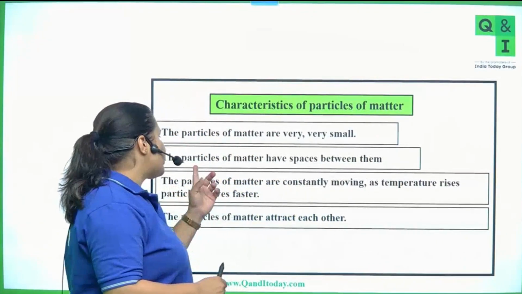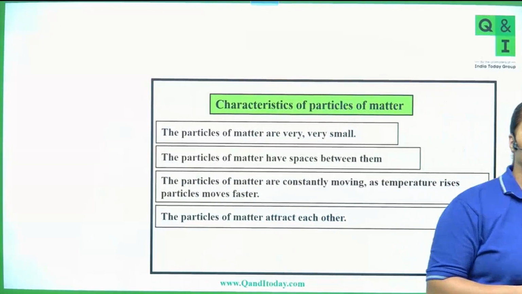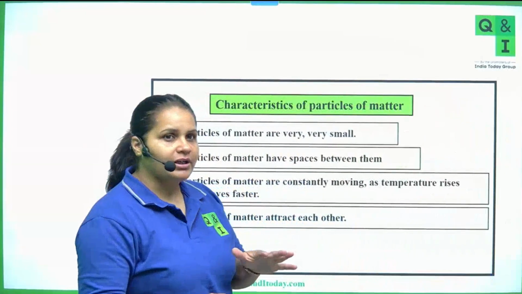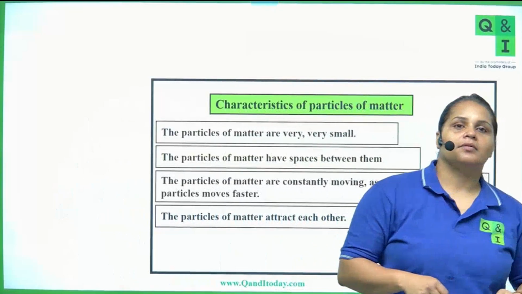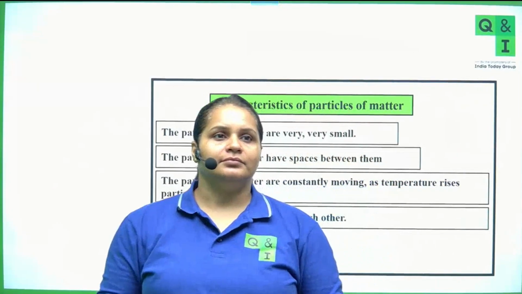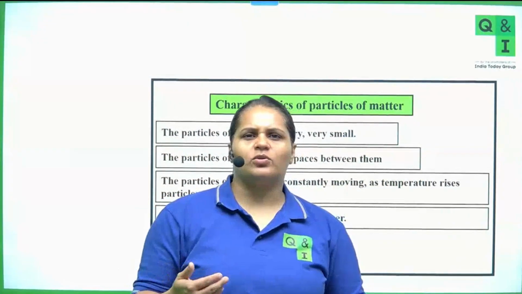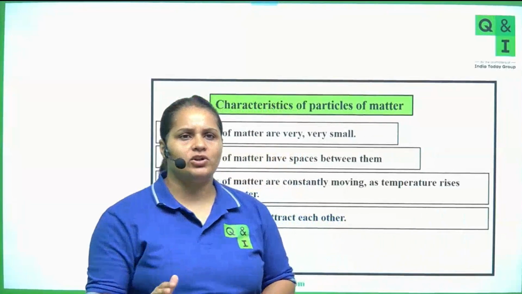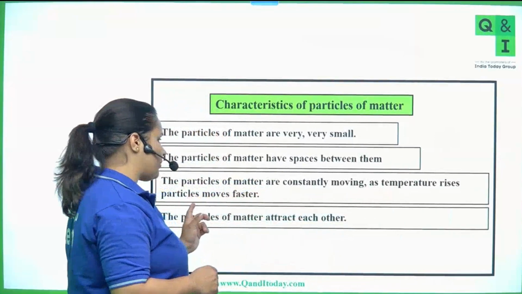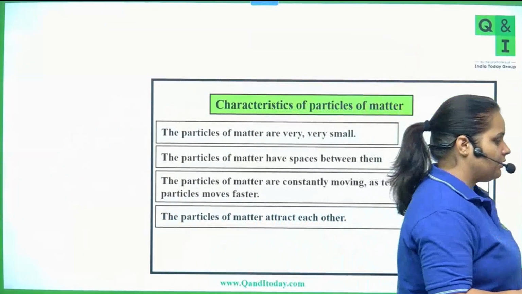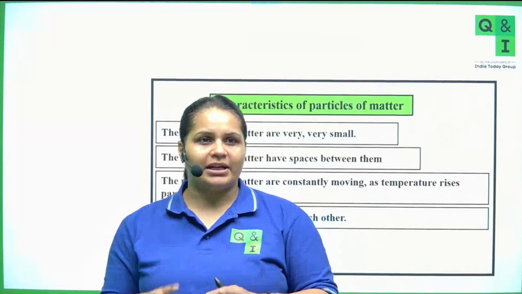Which activity did we do to prove that the particles have interparticle spaces between them? Adding sugar into water. Exactly, the level of the water didn't rise. The particles of matter are constantly moving: adding ink in water. Yeah, ink or potassium permanganate, when you just keep it in the water, it will get dissolved by itself. And what did we do to prove that with rise in temperature the particles move faster? Adding potassium permanganate into hot water and cold water. Yeah, simultaneously we took both of them.